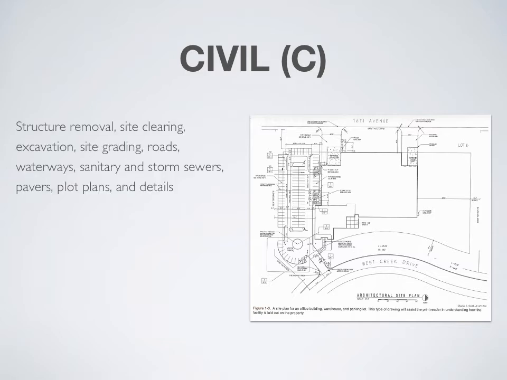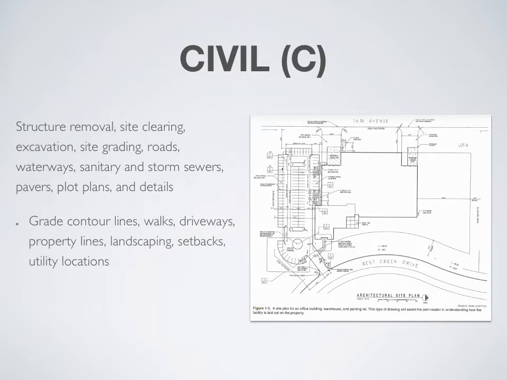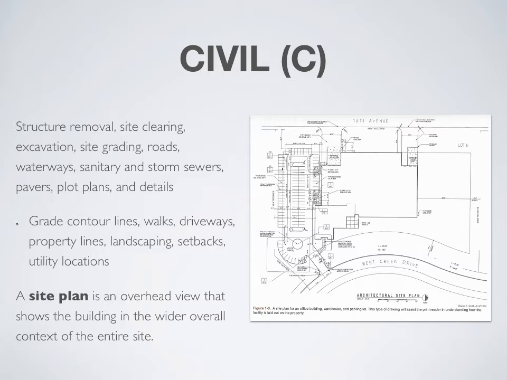When you hear the word civil, especially in terms of the title civil engineer, civil refers to the shared systems that we all use, and that includes sidewalks, roadways, sewer and catch basin systems, gas lines, electrical utility poles, and the plans that they usually work off of are called site plans. These are large overview drawings that show all of that information listed on the page.